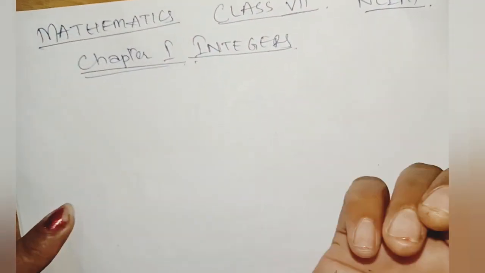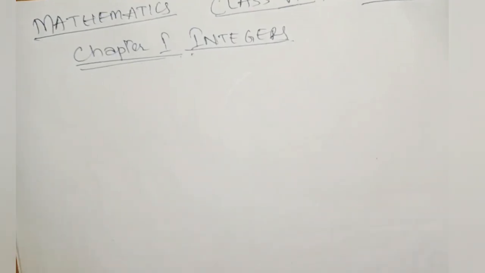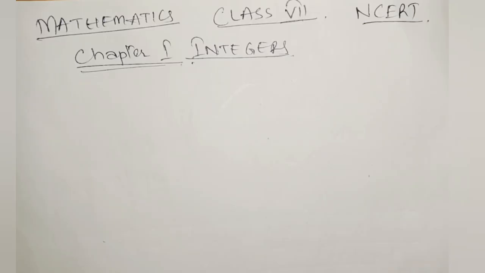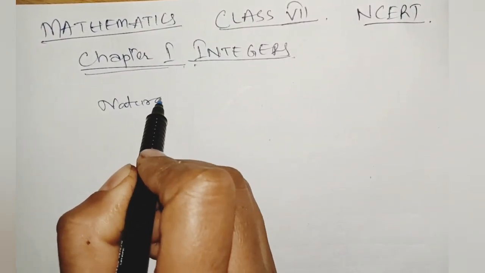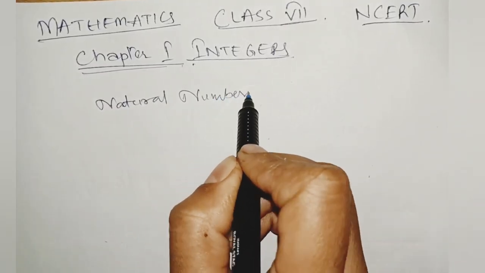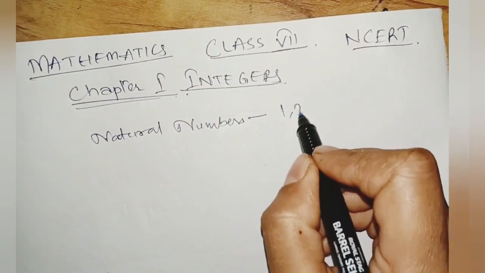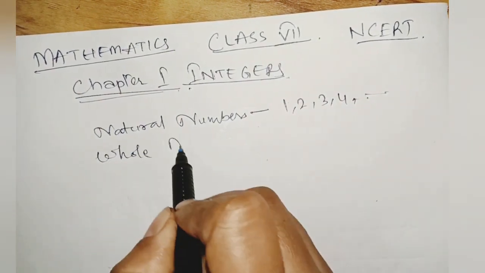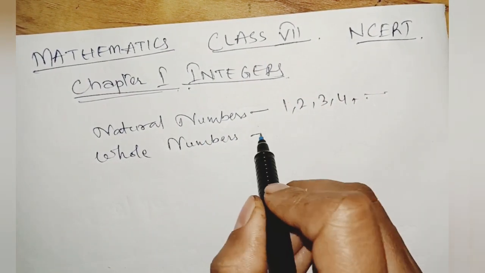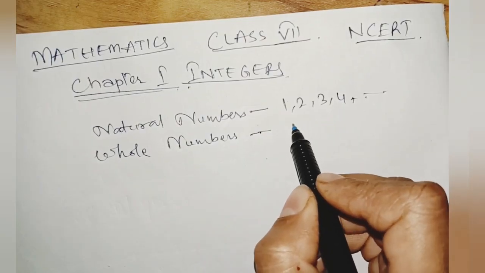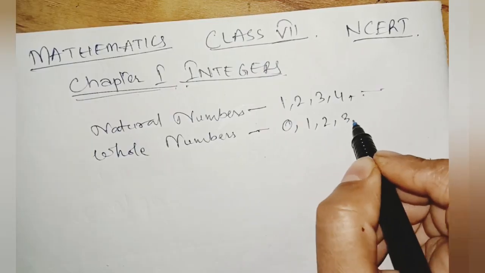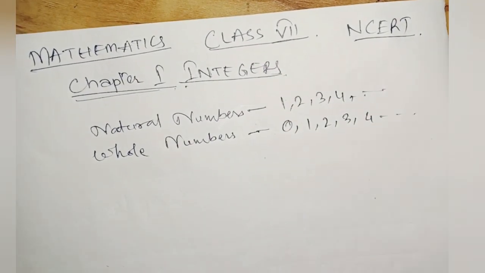Before starting integers, we have already learned about natural numbers and whole numbers in the previous class, and we have also learned about integers. So let us recall what we have learned. Natural numbers are the counting numbers, whatever we count. Next come the whole numbers. Whole numbers are the counting numbers along with 0. If we write 0 along with the natural numbers, then this is a whole number.